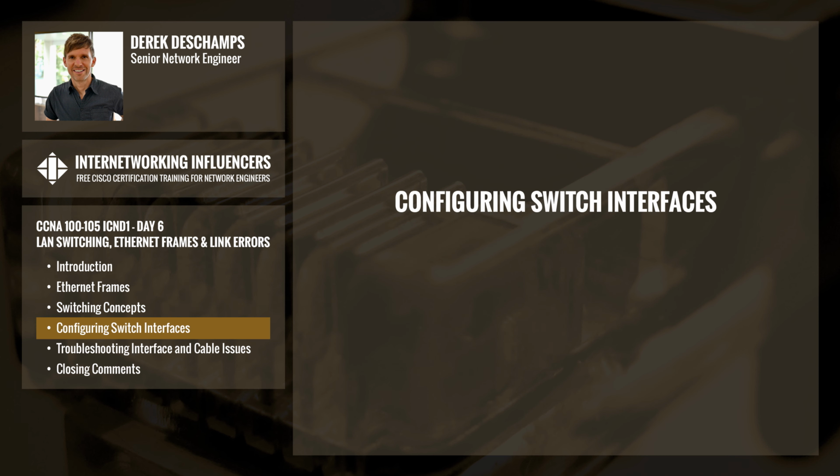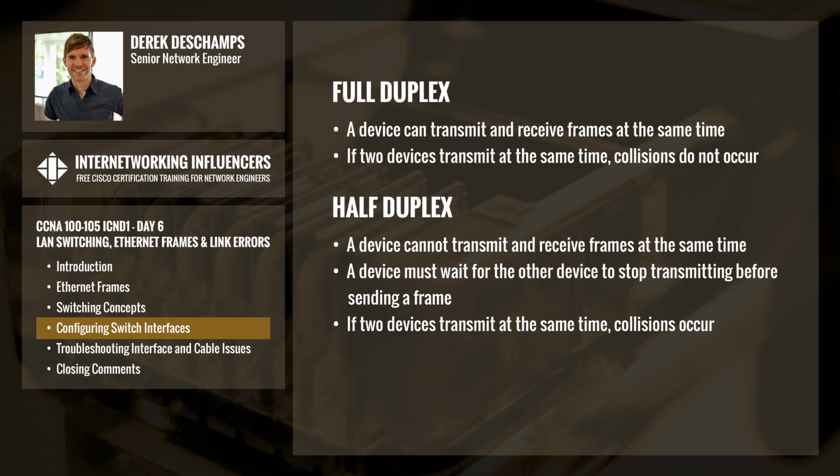In this next section, we will look at some basic concepts involved when configuring switch interfaces. When two devices are connected by an Ethernet link, they can communicate in either full or half duplex. With full duplex, a device can transmit and receive frames at the same time. If two devices transmit at the same time, collisions do not occur.